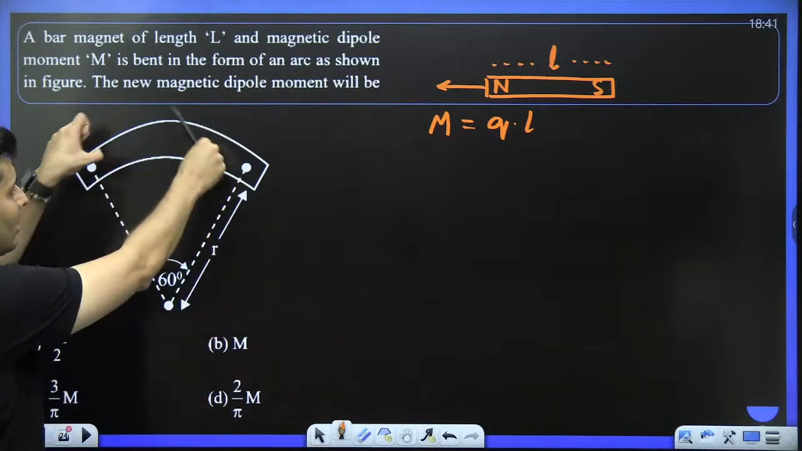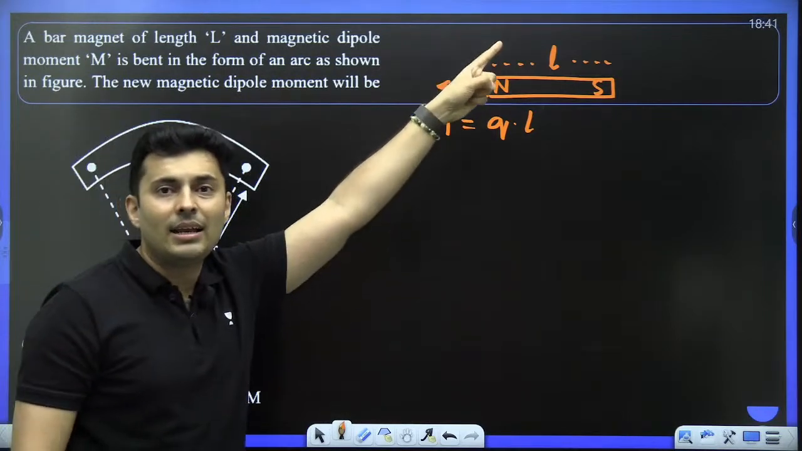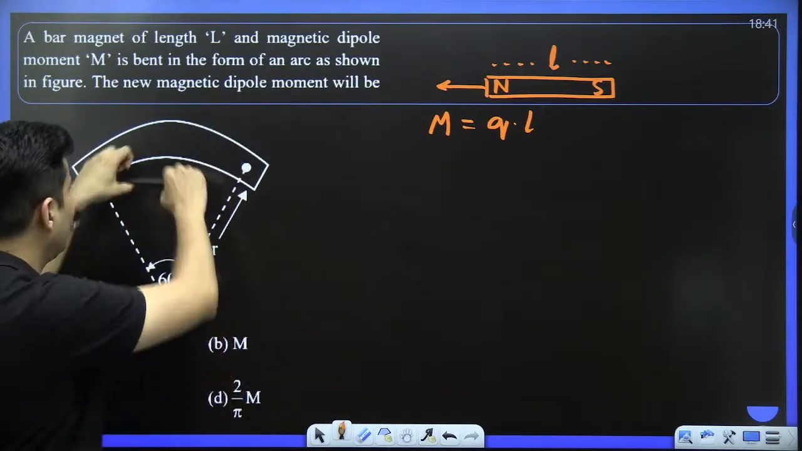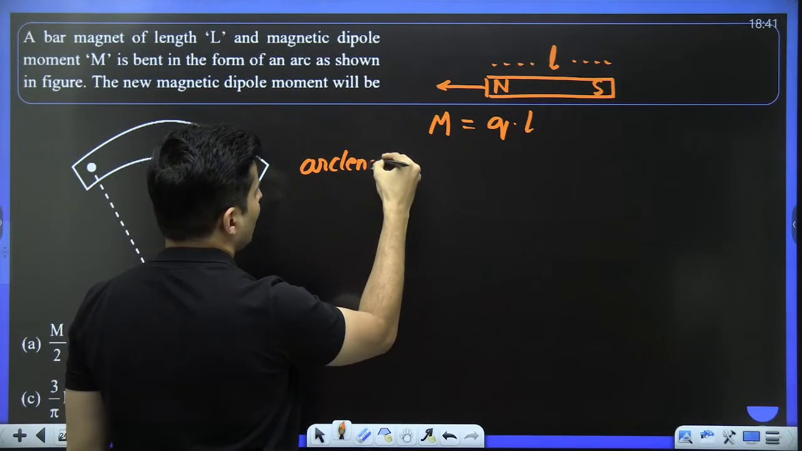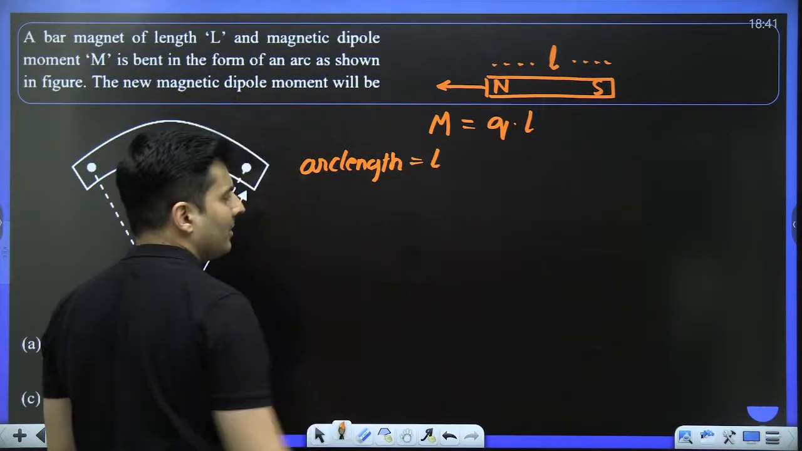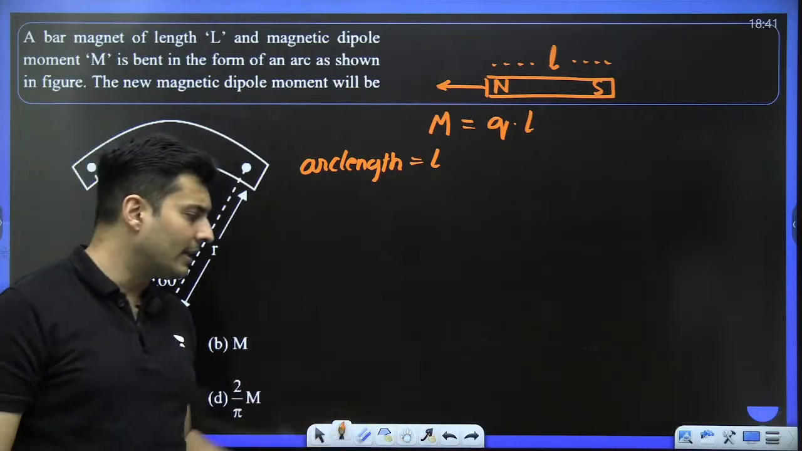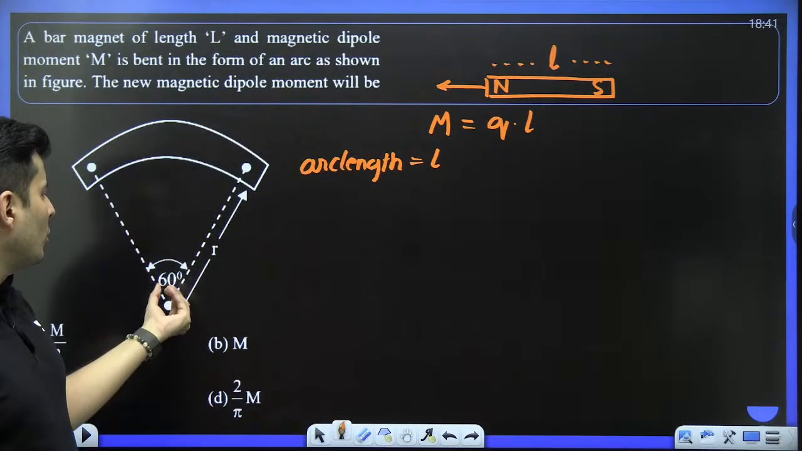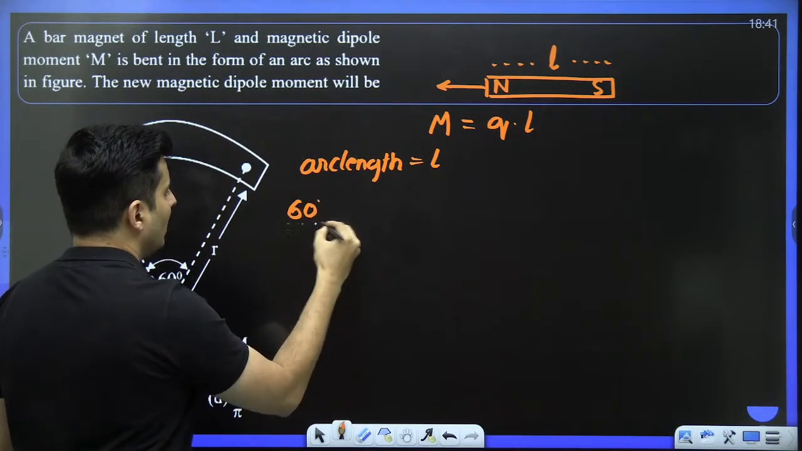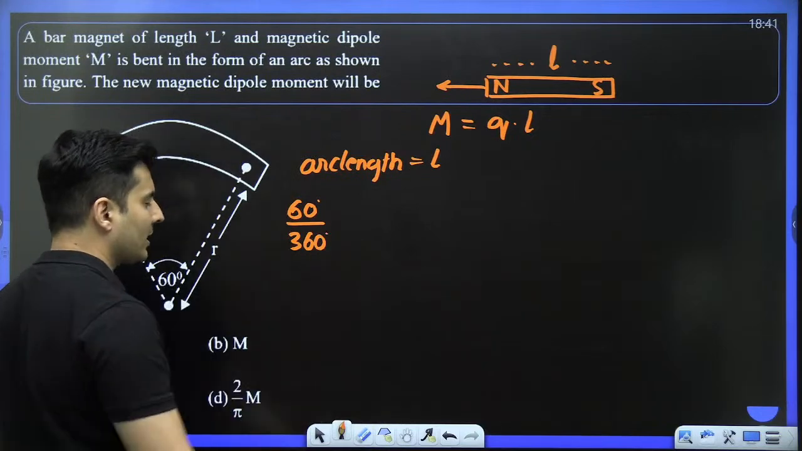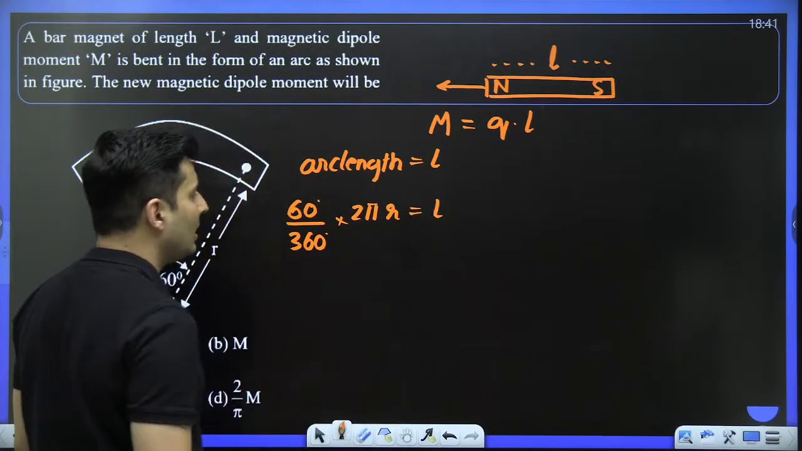Now the moment you curve it, it becomes an arc. The arc length will be L, because the same magnet has been bent into this shape. So can I say that the arc length is basically L? What is the length of an arc of a circle of radius r? I think I will need that radius to solve the problem. The included angle is 60 degrees. Arc length, come on guys, is the included angle divided by 360, into 2 pi r. That will be basically your L.